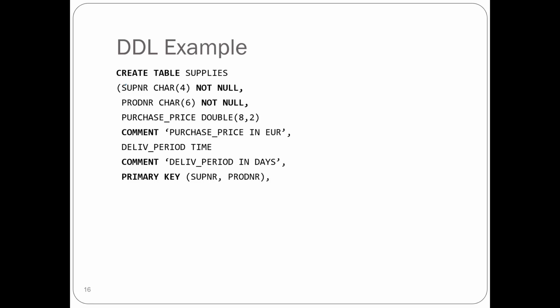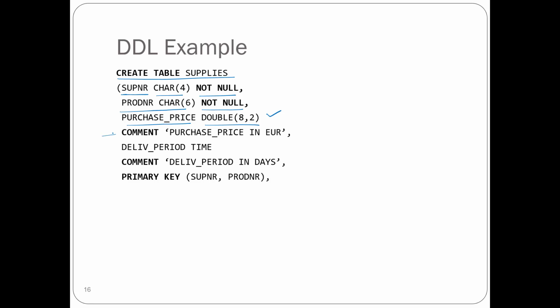Now let's look at the third interesting create statement, for the supplies table. Create table supplies. Here you have the first column, sub nr char 4 not null. Then we have prod nr char 6 not null. Purchase price double 8,2. The double data type is used for fractional values, and you see two numbers inside the parentheses, 8 and 2. 8 means that we will have in total 8 digits in the data for this column, and 2 after the comma means that this many digits will be after the decimal.